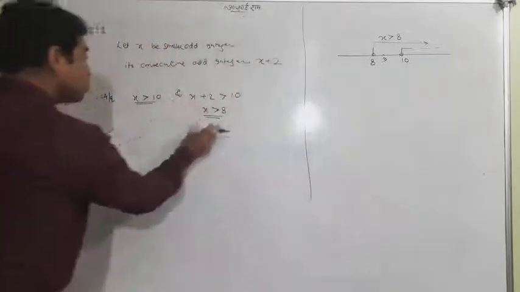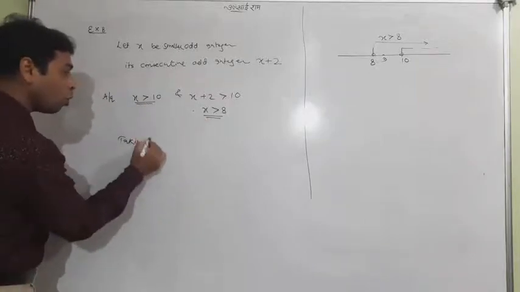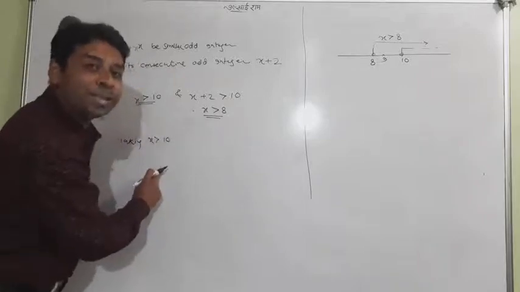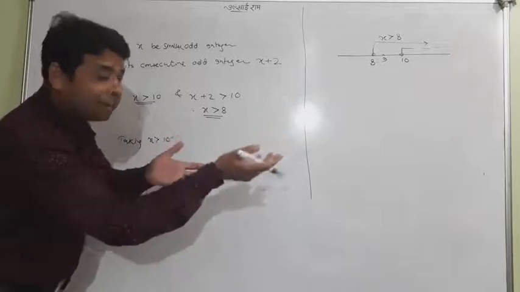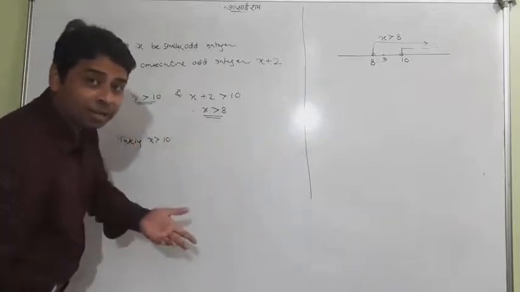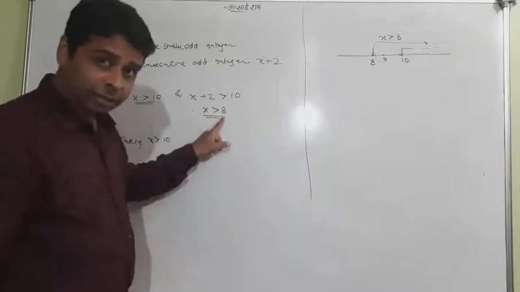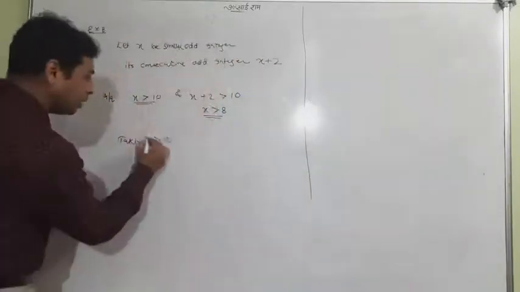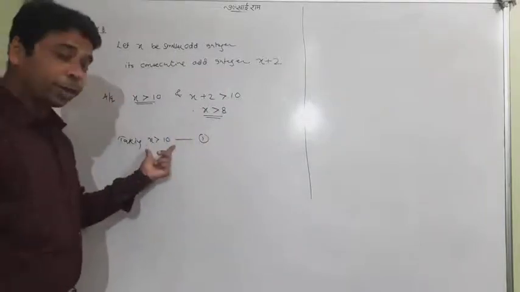So among these two, take only this option, and when you choose it, it automatically satisfies the other. If you choose x greater than 10, definitely it will be greater than 8. X greater than 10, like 11, 12, 13, are all greater than 8. Keep in mind, you choose one of them, and by the first condition you have obtained x greater than 10.